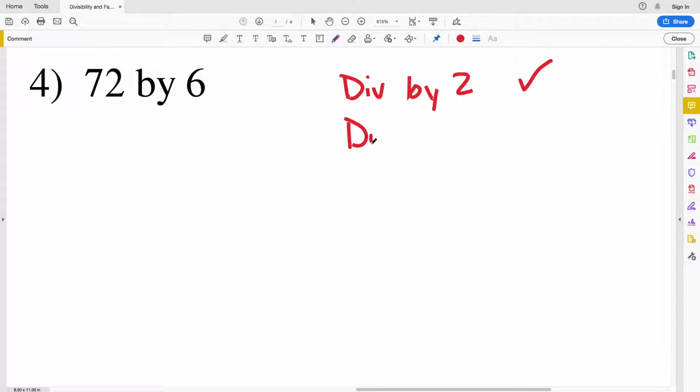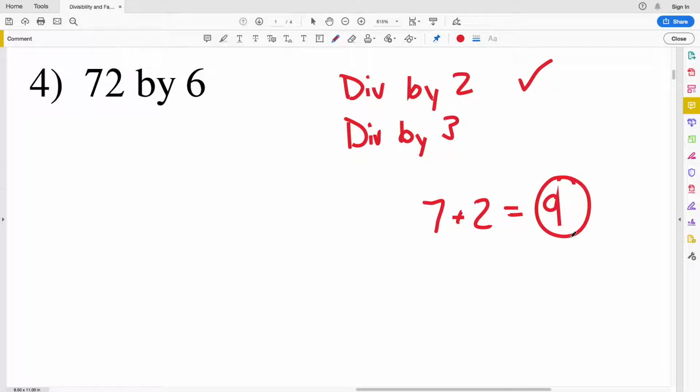Now we need to check if it's divisible by 3. Being divisible by 3 means that the digits sum to give us a number that's also divisible by 3. That can be a bit confusing when saying it in words, but it's actually quite simple. We'll take this digit 7 and add it to 2. 7 plus 2 will give us 9. So we have to ask ourselves, is 9 divisible by 3? And that answer is yes, because 3 goes evenly into 9 3 times. Remember, 3 times 3 is 9.